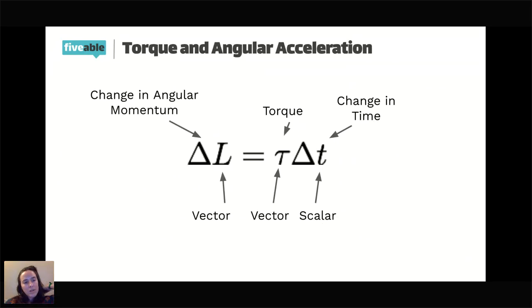And one of our equations that we can look at with this is this one. The change in angular momentum, or delta L, is the torque multiplied by the change in time. So a torque exerted on an object for some period of time is going to change the angular momentum of that object. And just like regular momentum, angular momentum is a vector.